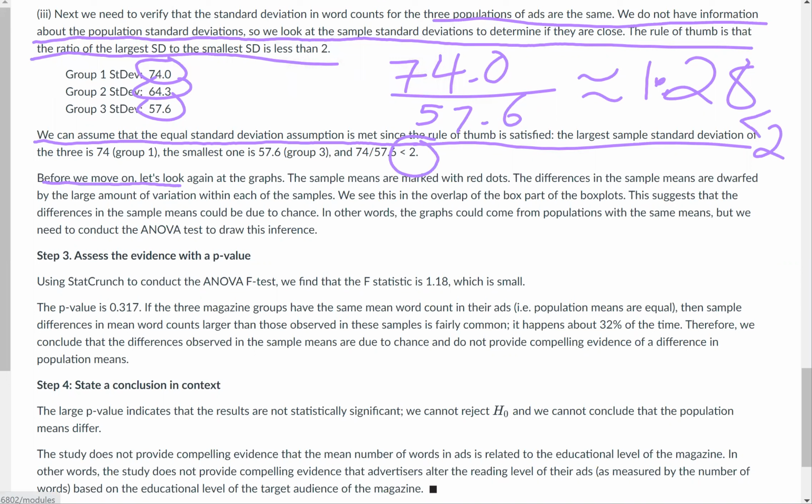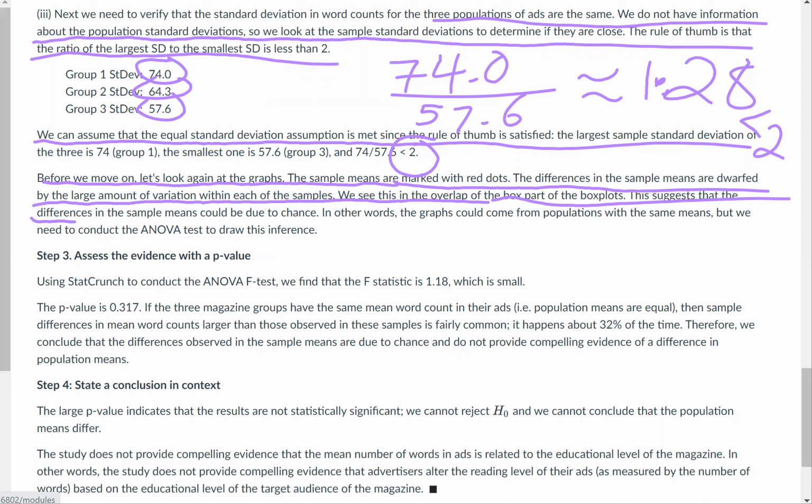Before we move on, let's look again at the graphs. If you scroll up and look at the graphs, or down, depending on where you are on the page, the sample means are marked with red dots. The differences in the sample means are dwarfed by the large amount of variation within each of these samples. We see this in the overlap of the box plots. So the boxes are very tall, all three of them. They vary quite a bit. They overlap if you look at them horizontally compared to each other.